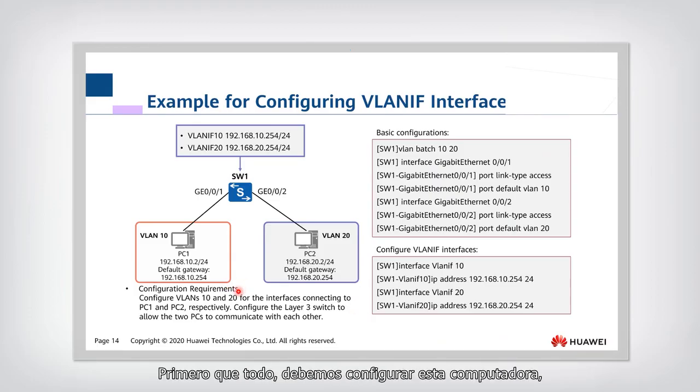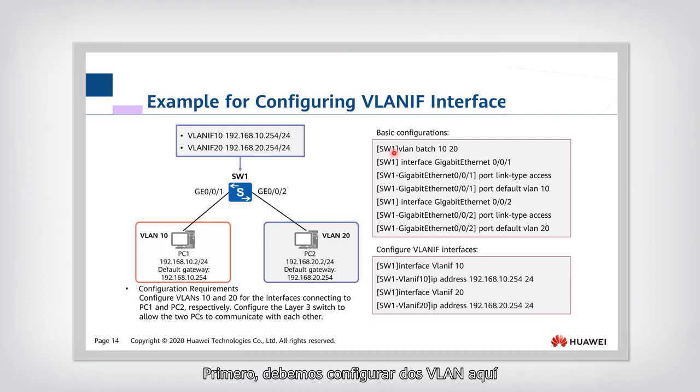Okay, so to enable such communication, we need to configure the different modules in this layer 3 switch. First, we need to configure the PC's default gateway to be this IP. Also we need to configure the default gateway of PC2 as this IP. These two IPs are the IP addresses of VLAN interface 10 and VLAN interface 20. Okay, and then the key configuration is in the switch. So let's look at how to configure this VLAN interface in this switch.